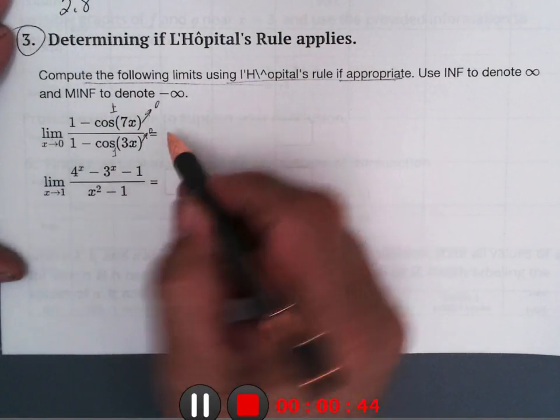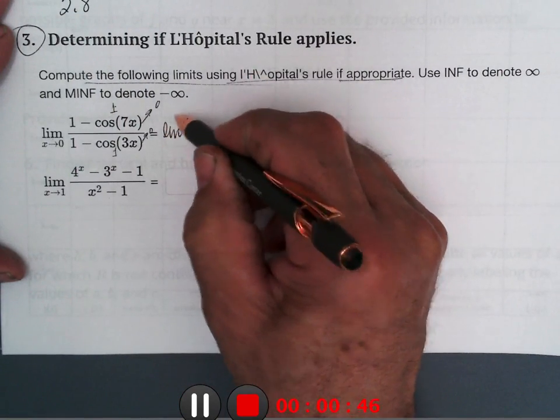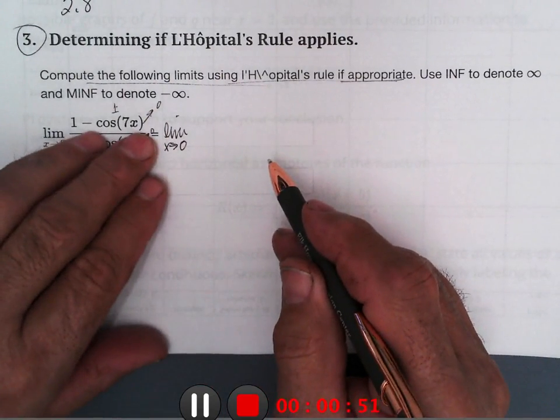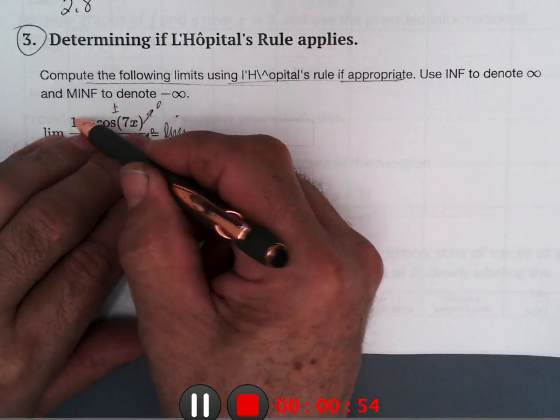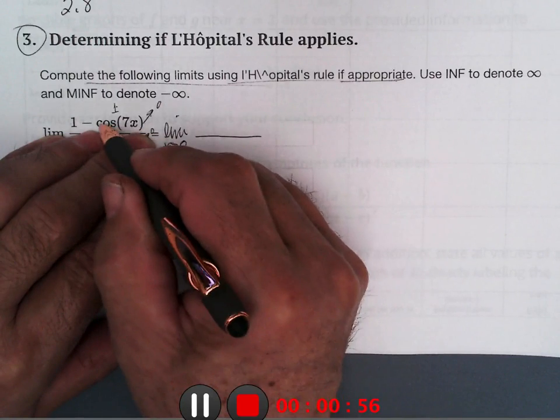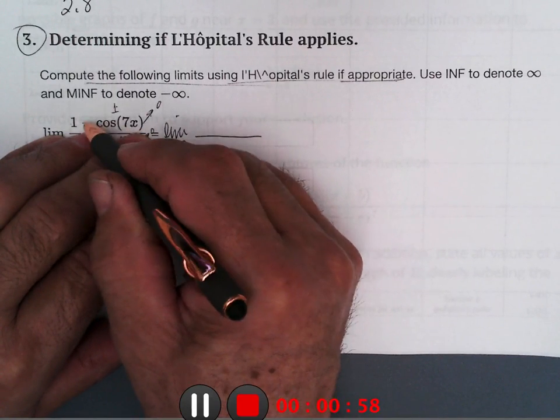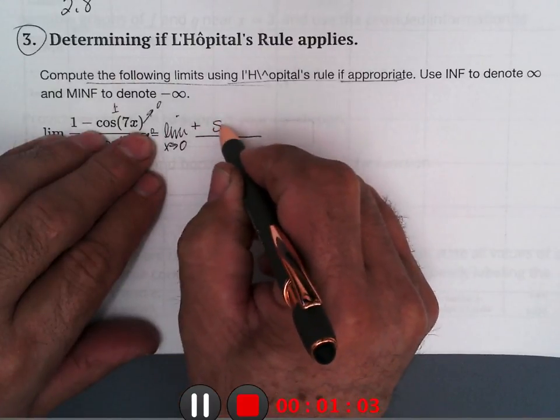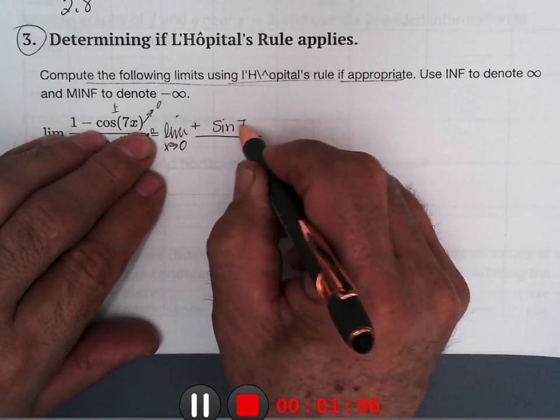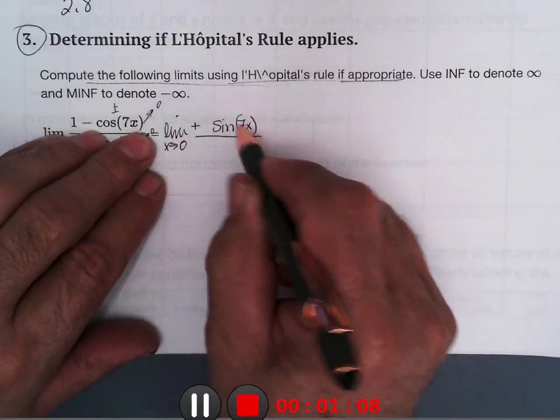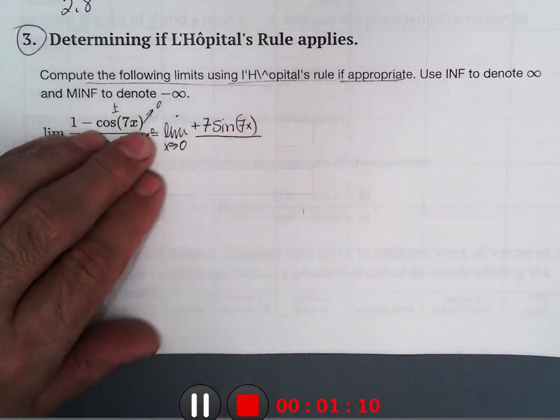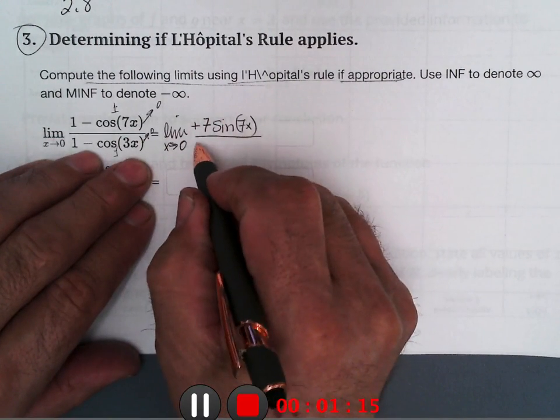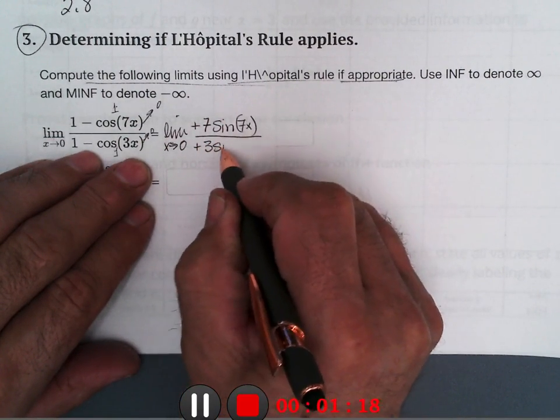And so we can say this will have the same limit as x approaches 0 of the derivative of the numerator. Derivative of 1 is 0, and the derivative of cosine is negative sine. We have a negative already, so it will be plus sine of what's inside, times the derivative of the inside, which there's a 7 there. And the denominator will be similar, plus 3 sine 3x.